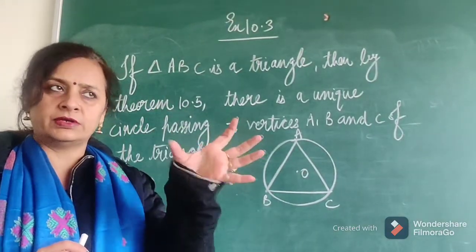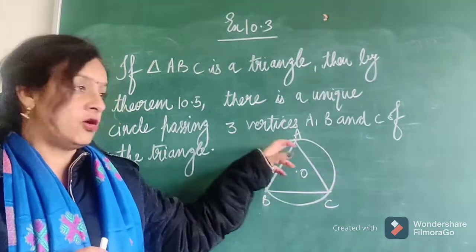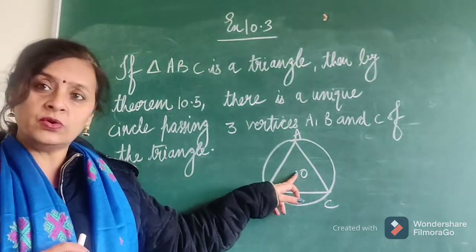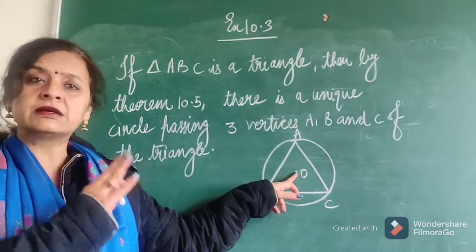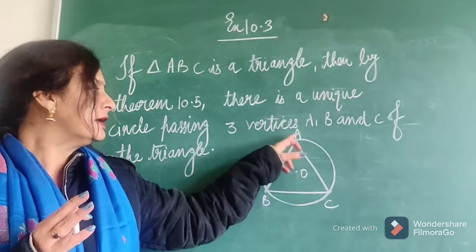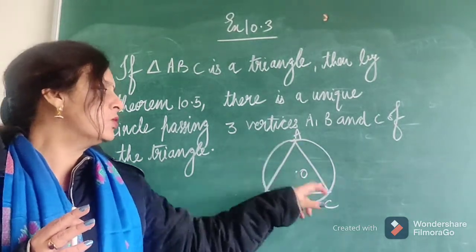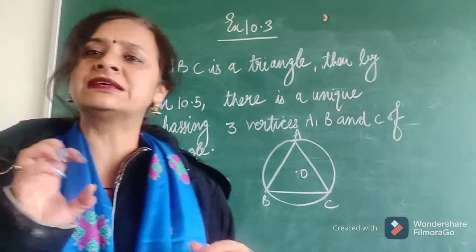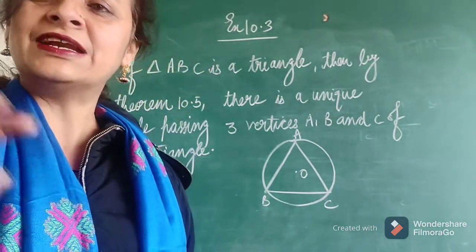C stands for circum, meaning around. So it is the circumcircle of the triangle, O is known as the circumcenter, and the radius OA, OB, OC is known as the circumradius.